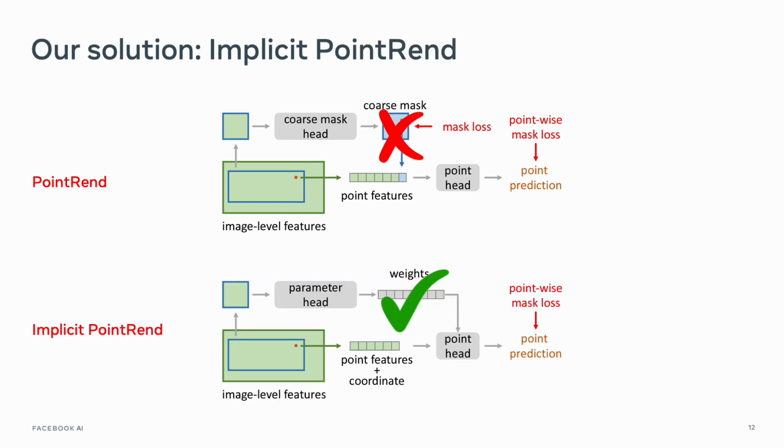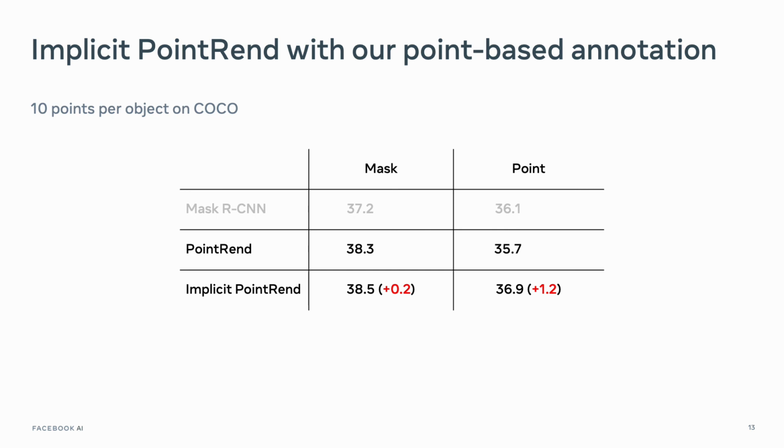We address this issue by getting rid of the coarse mask prediction. For each instance, we predict the parameters of the point head and directly use the point head to predict the point-level mask at an arbitrary point location conditioned on its coordinate. Our experiment shows the implicit PointRend significantly improves performance under our point-based annotation.